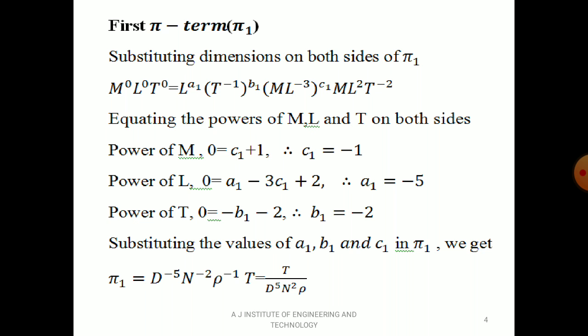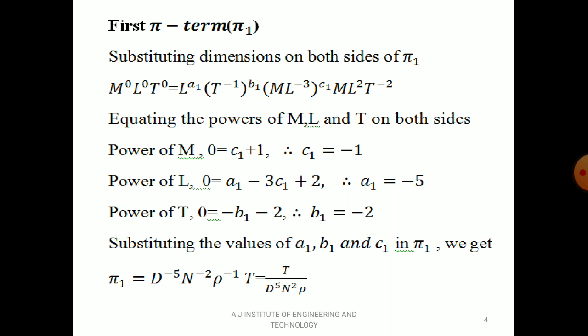Now we can substitute these values in expression 2, that is 0 equal to a1 minus 3c1 plus 2. In place of c1 it is minus 1, and b1 is not there, so a1 equal to 3c1 minus 2. So the value of a1 is minus 5. So a1 equal to minus 5, b1 equal to minus 2, c1 equal to minus 1. Now we can substitute the values of a1, b1 and c1 in pi 1.